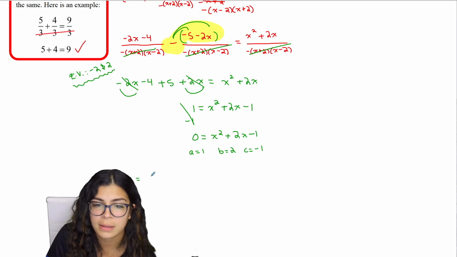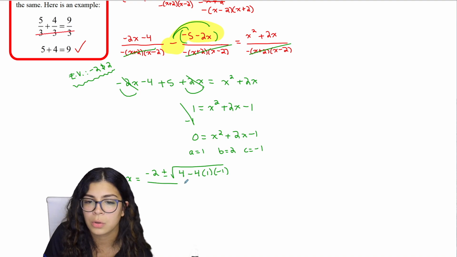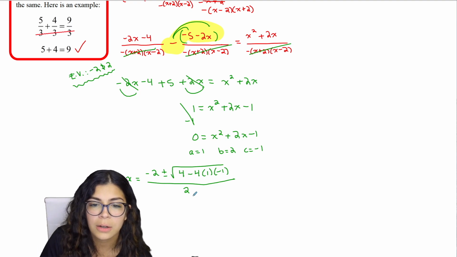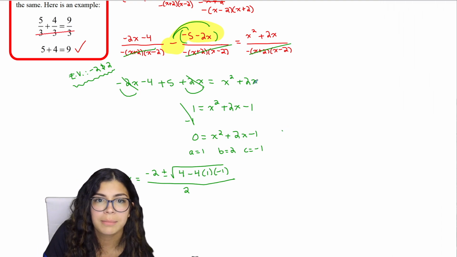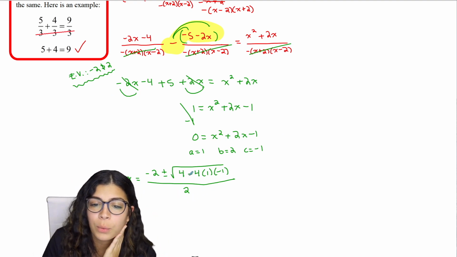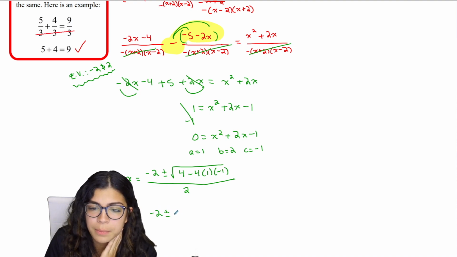So the solutions will be x equals opposite of b plus or minus the square root of b squared. 2 squared is 4, minus 4 times a times c, all over 2 times a. 2 times 1 is just 2. Then here, we want to go ahead and simplify, right? So negative 4 times 1 times negative 1 is positive 4. So this will be 4 plus 4. And 4 plus 4 is 8.